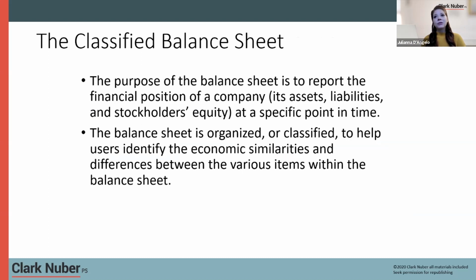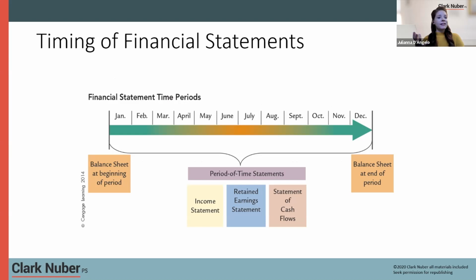The balance sheet is organized or classified to help users identify the economic similarities and differences between various items within the balance sheet. So this is back to that timing graph. While financial statements can be prepared for any point or period, most companies prepare them at the end of each month. So you can see here, again, we have our balance sheet at the beginning of the period and then at the end of the period. So typically, we look at the balance sheets after we've closed out those months and at the end of each period.